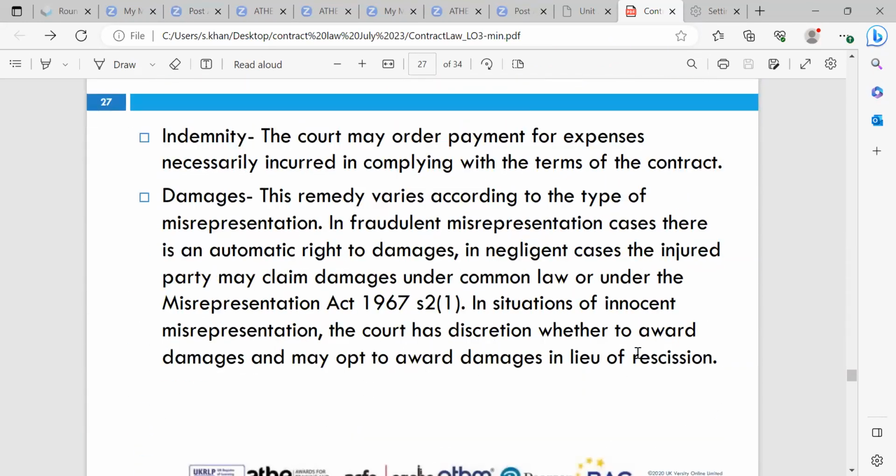Indemnity. The court may order payment for expenses necessarily incurred in complying with the terms of the contract. Damages. This remedy varies according to the type of misrepresentation. In fraudulent misrepresentation cases, there's an automatic right to damages. In negligent cases, the injured party may claim damages under common law or under Misrepresentation Act 1967, Section 2, subsection 1. In situations of innocent misrepresentation, the court has discretion whether to award damages and may opt to award damages in lieu of rescission.